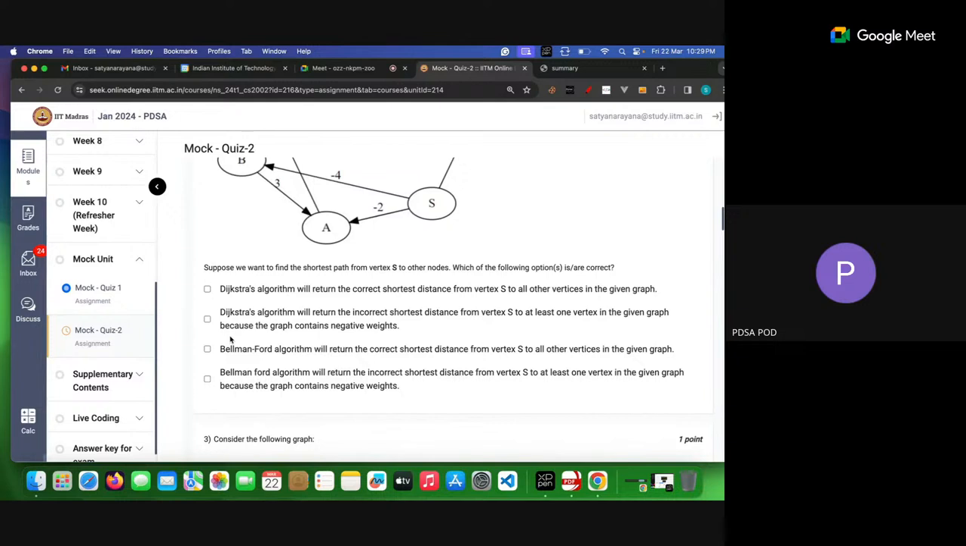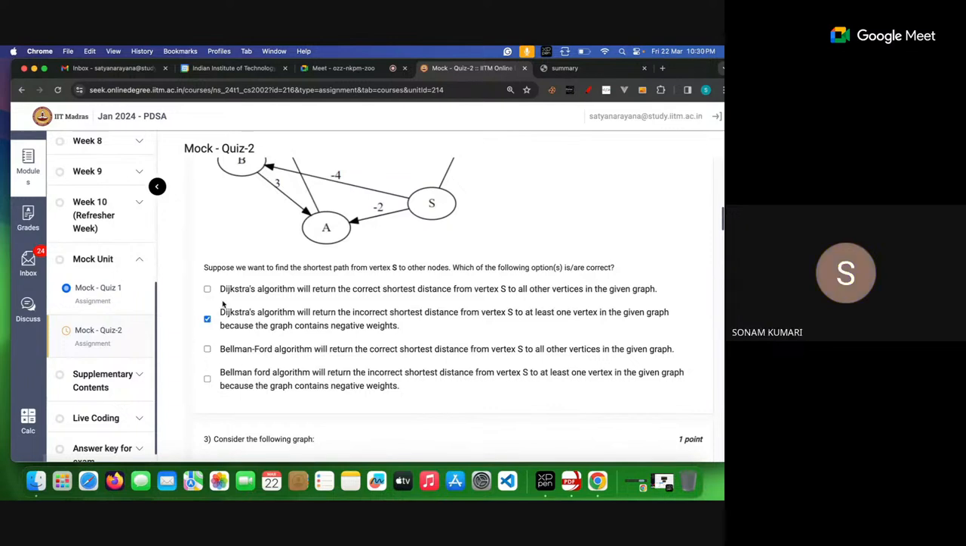Wait. Here's something tricky. Suppose we want to find out the shortest path from S to others. Dijkstra's algorithm will return the correct shortest distance. Definitely no, the correct shortest is not guaranteed. Dijkstra's algorithm will return incorrect shortest. Yes, option B is correct.